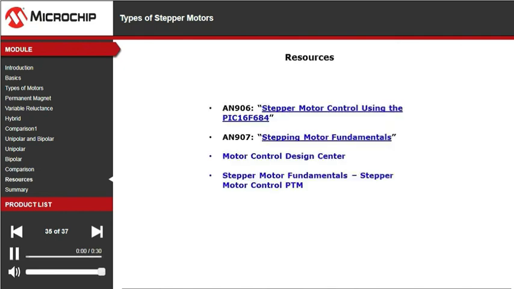For more in-depth information on stepping motor fundamentals, please refer to the application notes listed above. Also, the Motor Control Design Center at www.microchip.com contains information for recommended products, application notes, and technical briefs related to motor control. The Stepper Motor Control PTM, found at the DigiKey website, continues the Introduction to Stepper Motors series and highlights various stepping techniques to improve motor resolution.